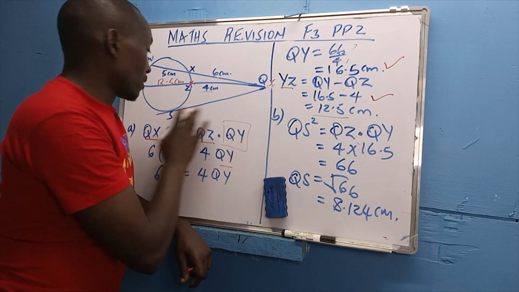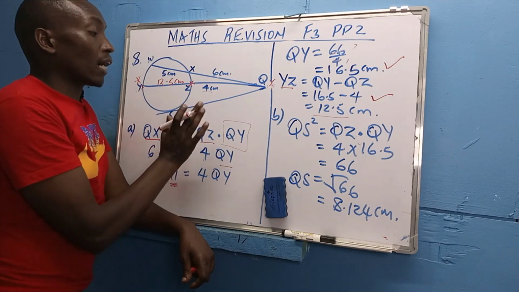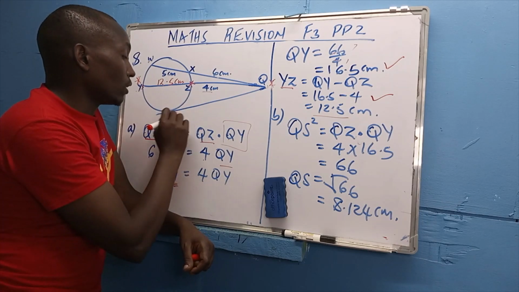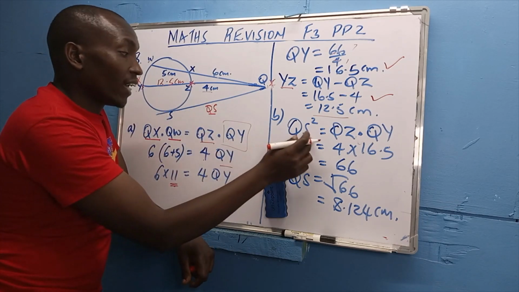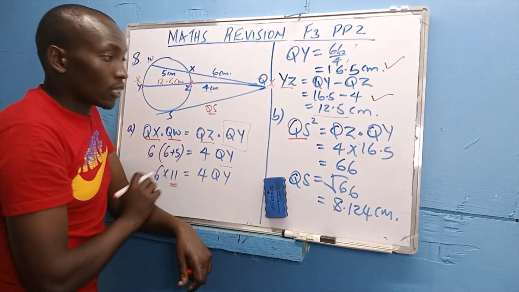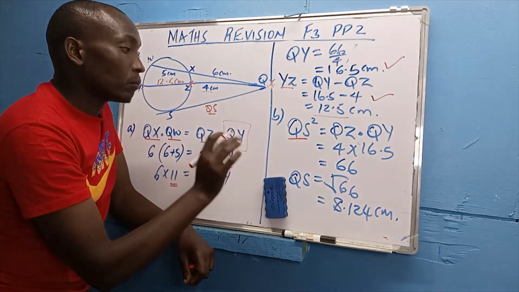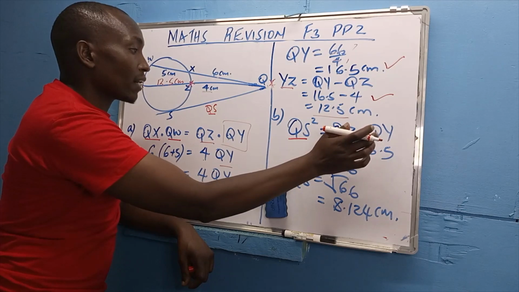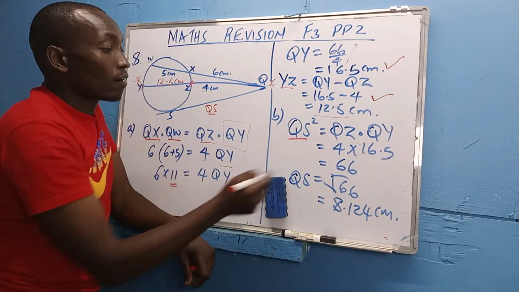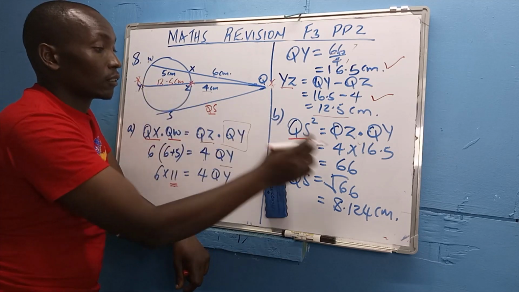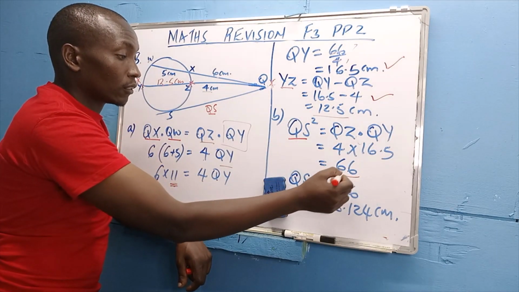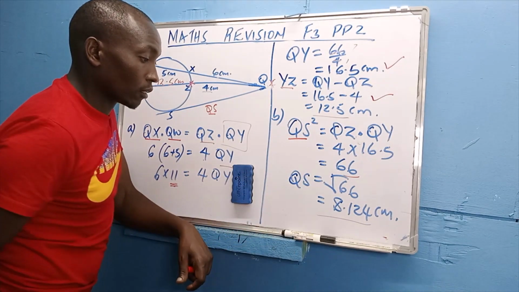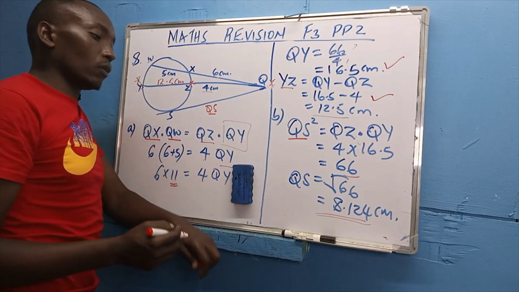Part B. Remember, a tangent can resemble an extended chord, only that it is not passing inside. So what we usually say, QS times QS will be equal to QZ, the produced part, multiplied by QY. So on that we have 4 multiplied by 16.5, that is 66, equals QS squared. Find the square root, then you get 8.124 centimeters.